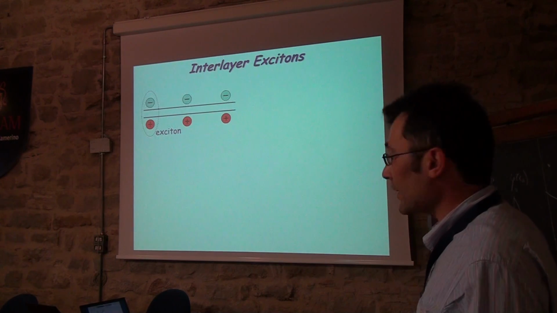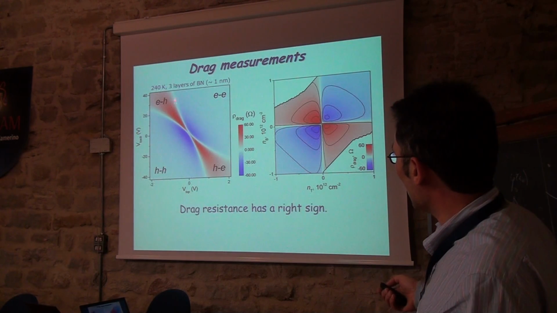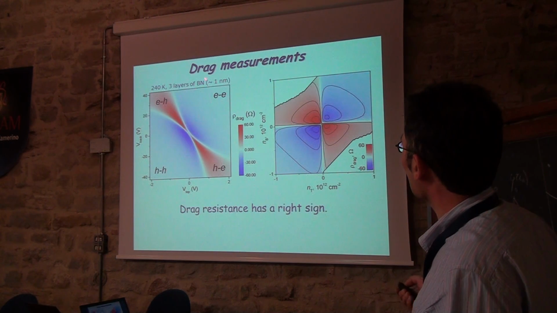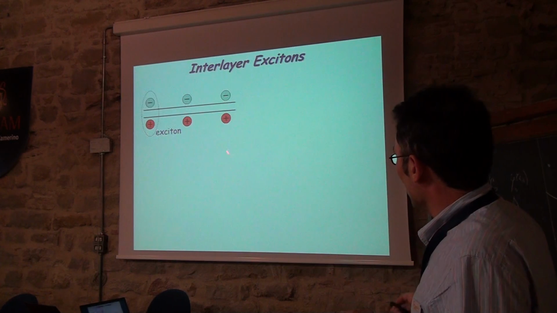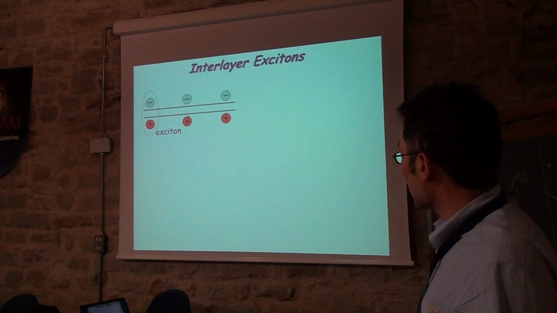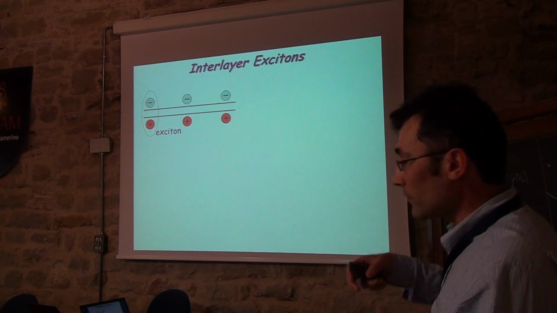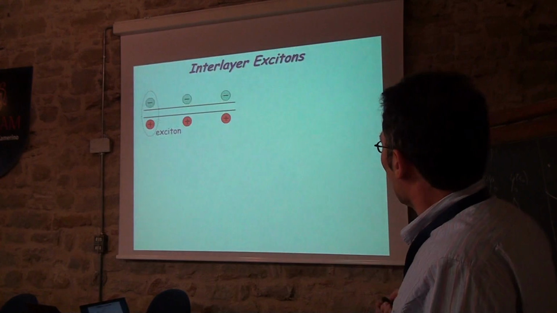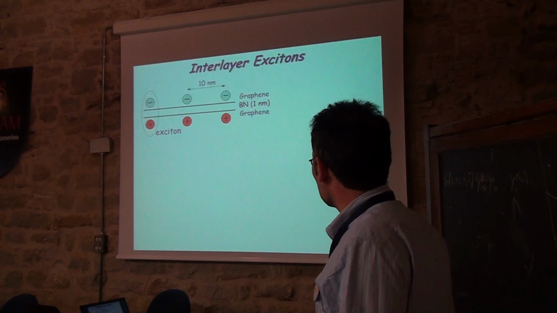So now interlayer excitons. What I have shown you before is just one map of drag resistance at one temperature in zero magnetic field. So we look for excitons, interlayer excitons. When we have an electron in one layer and a hole in another one, probably they form at certain conditions some bound state. And the question is how to look for this kind of quasi-particles.